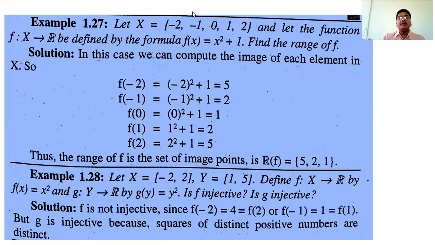In the previous example, the domain of the function is x, but x contains only 5 elements. But in this example, what is the domain? The domain is the closed set [-2, 2]. And how many elements does this set contain? It contains -2, 2, and all numbers between -2 and 2. That is, this set x contains infinitely many numbers. And y is the set [1, 5]. The function f from x to R is defined by f(x) = x². And g is a function from y to R, another function.